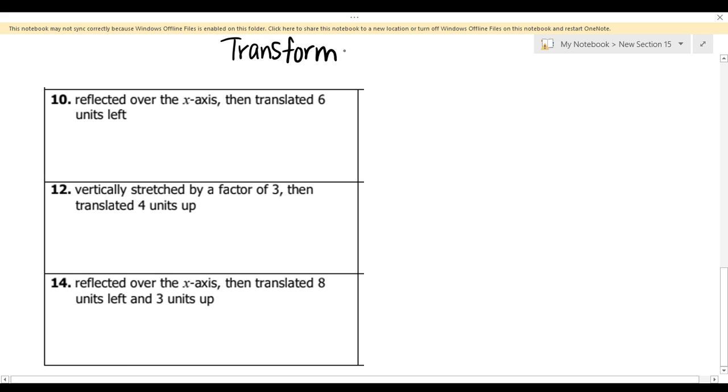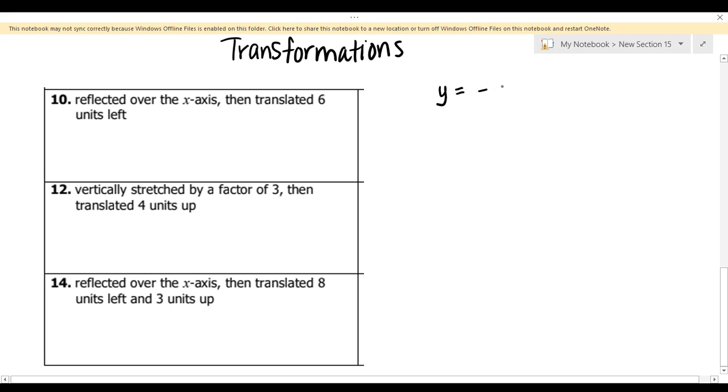The last part of this unit involves the opposite of what you've been doing. So now they're going to give you the description of the transformation, and you have to write the equation that matches it. So we're still going to need that vertex form equation.